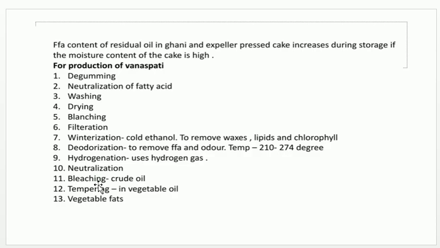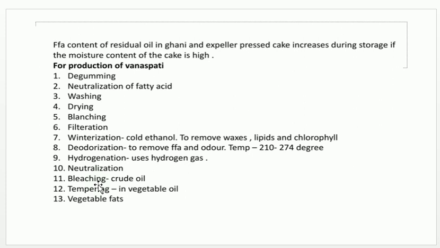We have already discussed fatty acid and non-fatty acid. Fatty acid is generally divided into two subclasses: one is saturated fatty acid, another is unsaturated fatty acid. In case of saturated fatty acid, the C-C bond is single, and in case of unsaturated fatty acid, there are two or more than two C-C bonds.